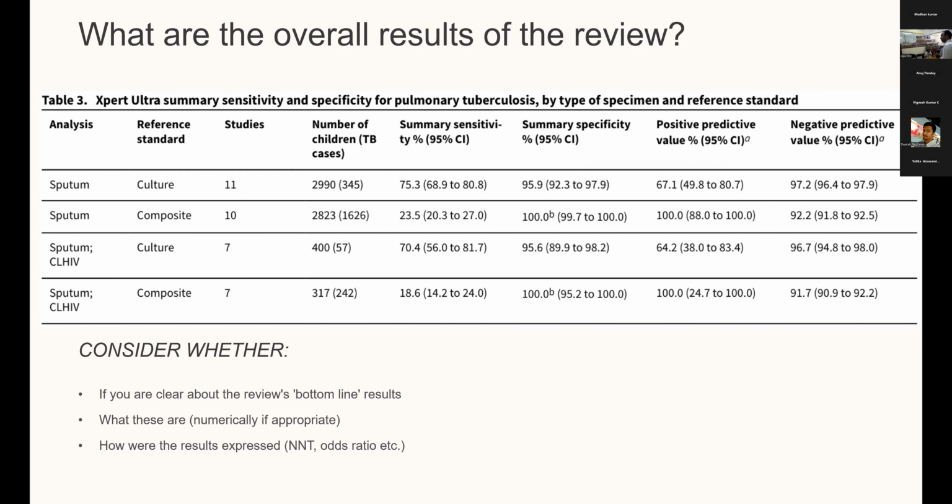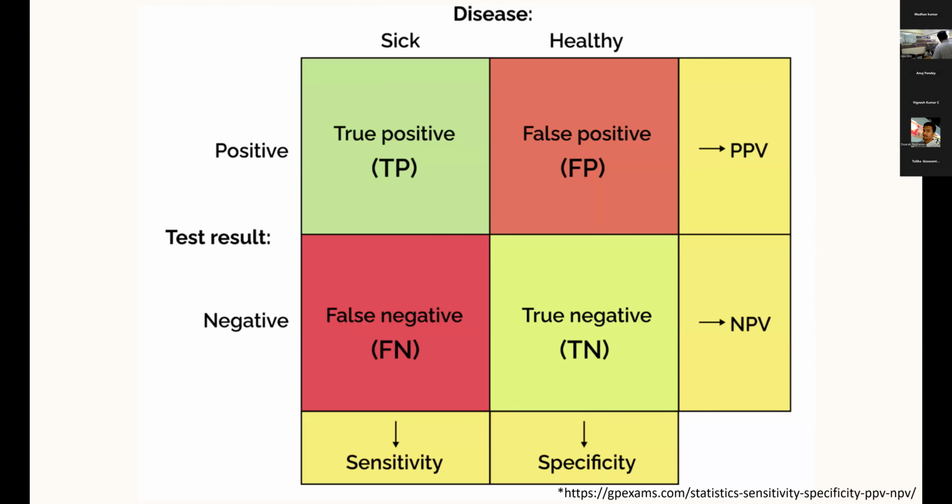Okay, and from that, they got a pooled sensitivity of 75.3% and a pooled specificity of 95.9%. We look a little further at the implications. So some studies had compared sputum and the composite outcome that we had referred to. So there were 10 studies which looked at those data, and they also looked at sputum in children living with HIV and sputum in children living without HIV, compared to the gold standard and compared to the composite outcomes that they were looking at.